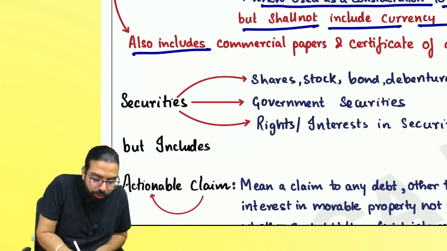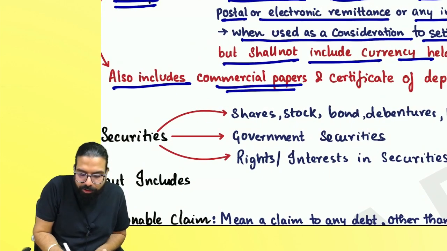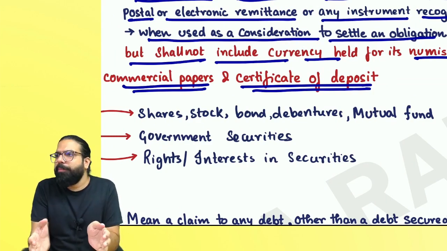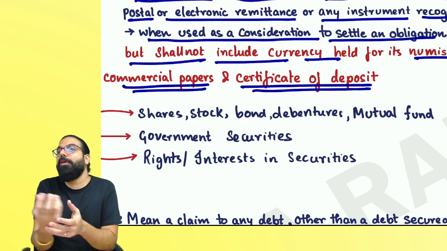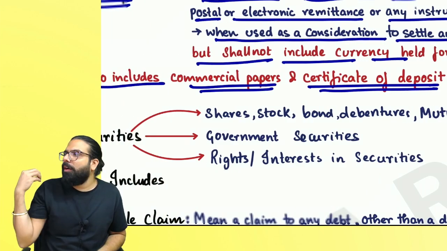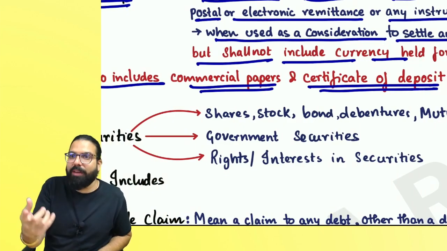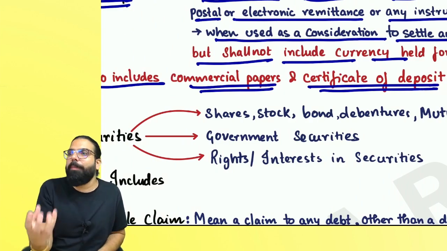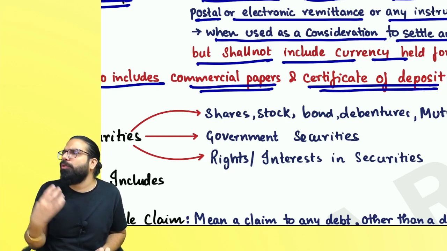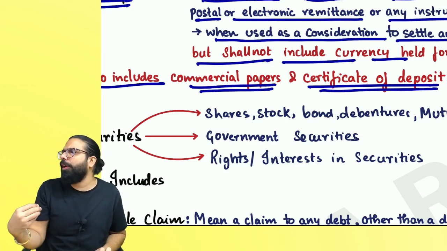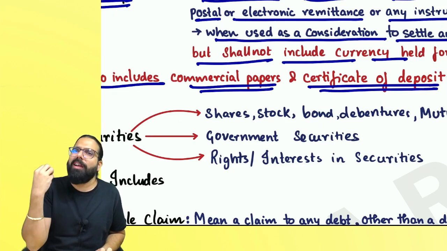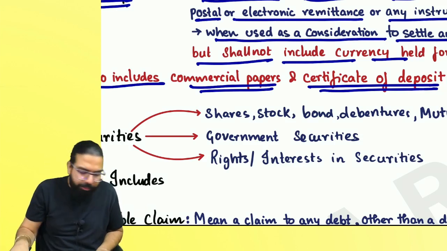People clear? Also, the definition of money includes commercial paper and certificate of deposit. Basically, highly rated firms, banks, etc., issue commercial paper or certificate of deposit. You can give the money and they will issue a certificate of deposit. Now, I am clarifying that certificate of deposit and commercial paper, which are issued by banks or highly rated firms, when they take money from you and issue you a certificate of deposit, these certificates of deposit and commercial papers are also what?